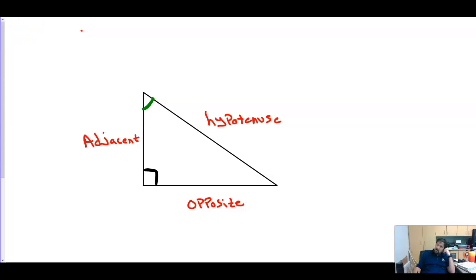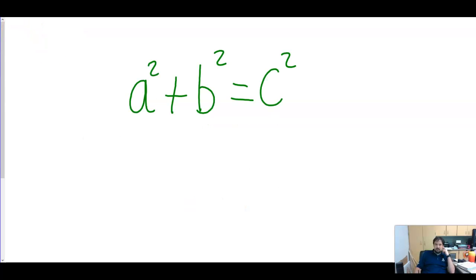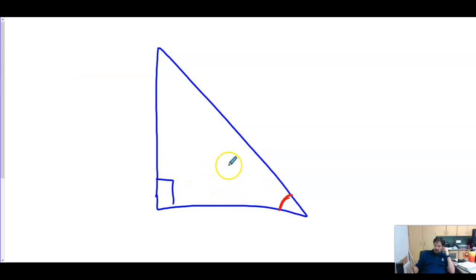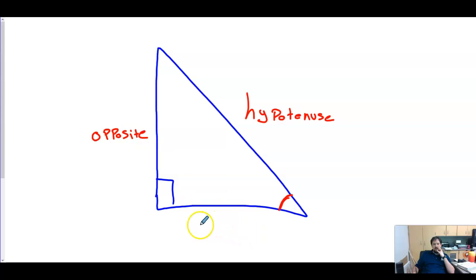So let's try that on another triangle. Alright, so here we have our triangle. Here's my 90-degree angle. Go across. We're going to find my hypotenuse. Here's my given angle. Go across. You find your opposite. And the third one is the adjacent side.